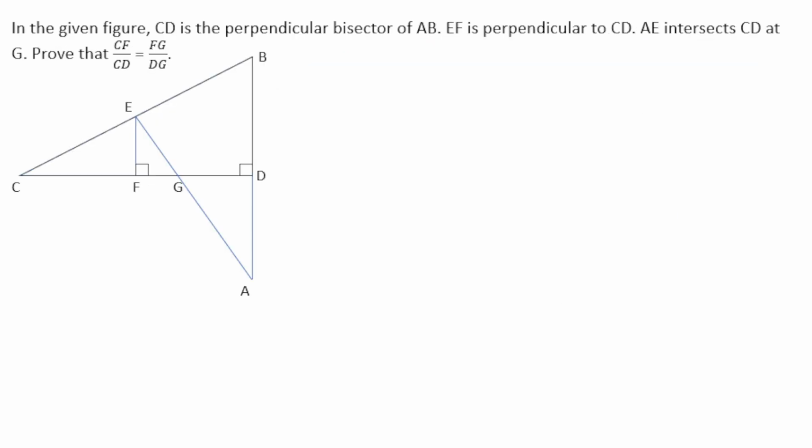Next one. In the given figure, CD is the perpendicular bisector of AB. EF is perpendicular to CD and AE intersects CD at G. We have to prove this one. See here, CD is the perpendicular bisector of AB. That means CD bisects AB also, so BD is equal to DA. And angle CDB is 90 degrees and EFD is 90 degrees. EF is perpendicular to CD and BD is perpendicular to CD, so EF will be parallel to BD.